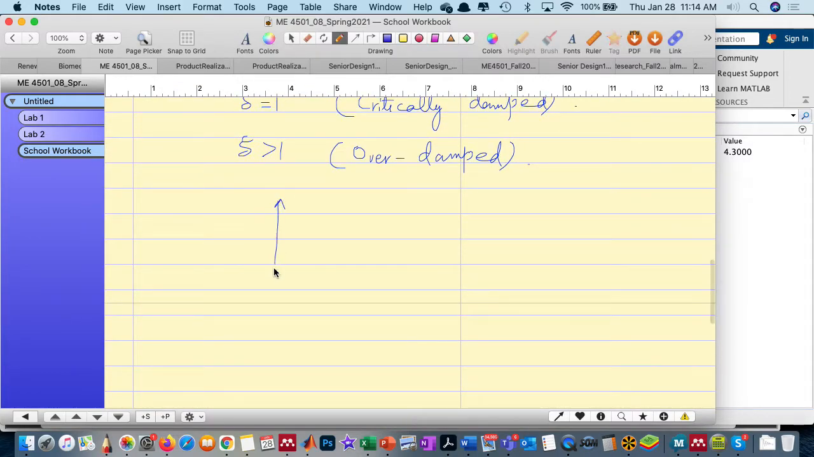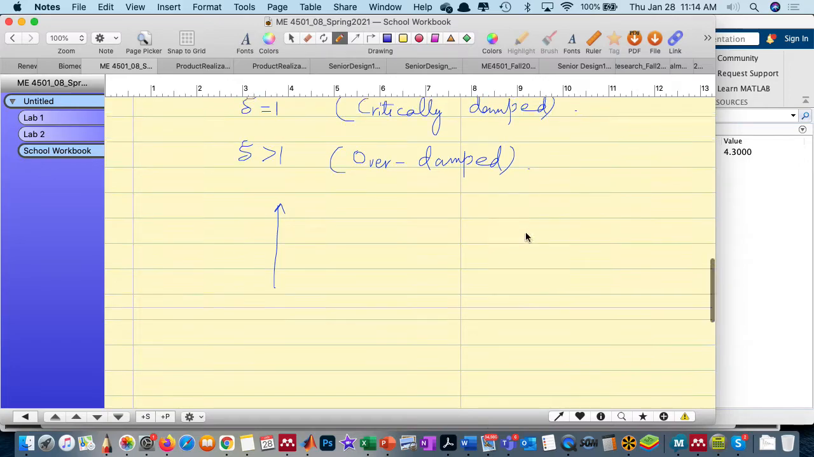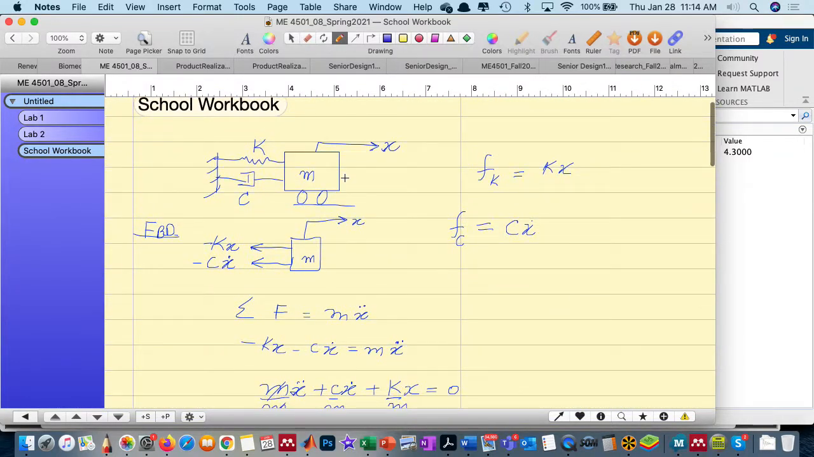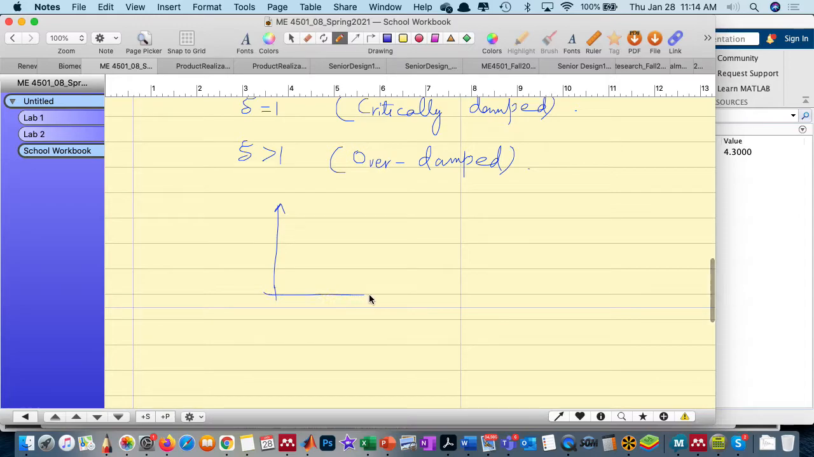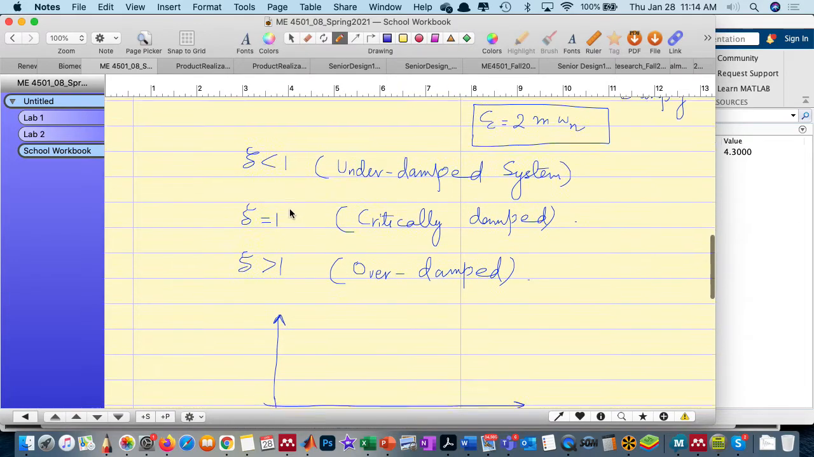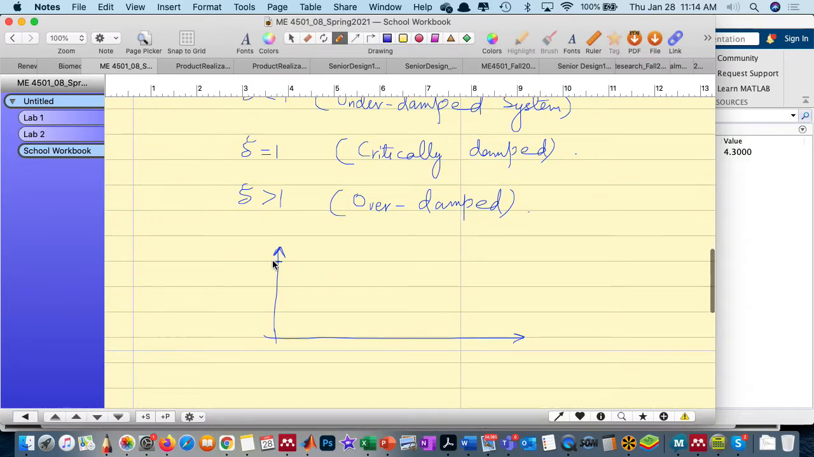And I want to show you the graphical representation. If there is a mass like this mass, if you give an initial condition like 2 centimeter and leave it, how will it behave in these three cases? If zeta is less than 1, you bring the mass to 2 centimeter here and leave it here. It will come down, and due to inertia it will go up and come down.